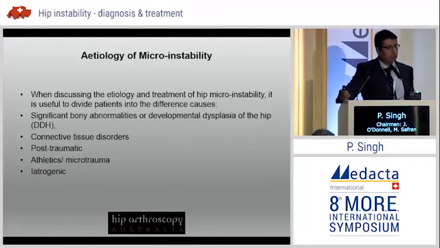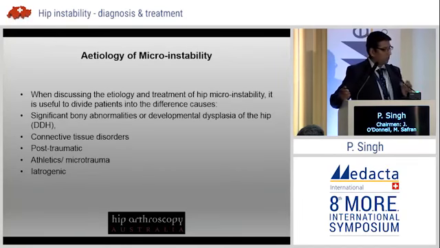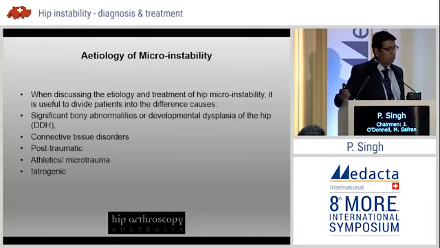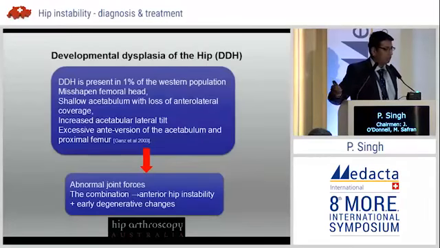So when thinking about the etiology of microinstability, I took this structure from Mark Safran's review paper in the journal Hip Preservation Surgery that was recently published, and I would recommend that paper to you all. And we think about the underlying causes. So in the presence of DDH, then of course the role of osteotomy is significant, and we'll hear more about that from Fabian. In the presence of connective tissue disorders, your approach will be different to a post-traumatic hip, as it will with an athletic microtrauma situation, and in the iatrogenic cause. So we really will guide our management based on the etiology.